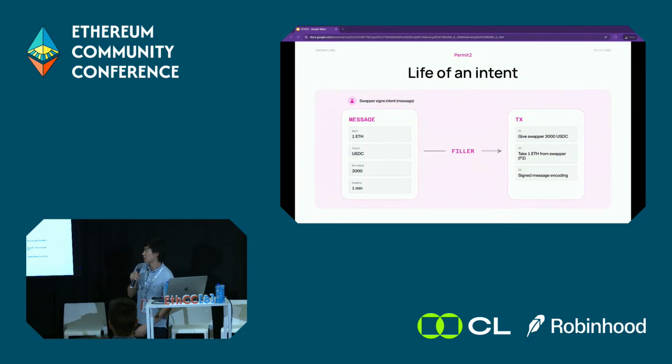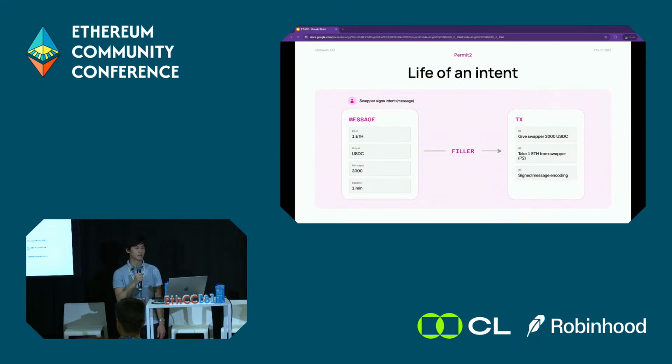Here's how it works. This is an intent journey where the user signs a simple message like, I want to swap 1 ETH for USDC. Then they broadcast it out. Then there's going to be some filler somewhere in the world that's going to compete on chain to execute it. And this is all made possible by Permit2, because part of what you're signing over in this message is a Permit2 message that lets fillers take your funds if they meet your conditions.